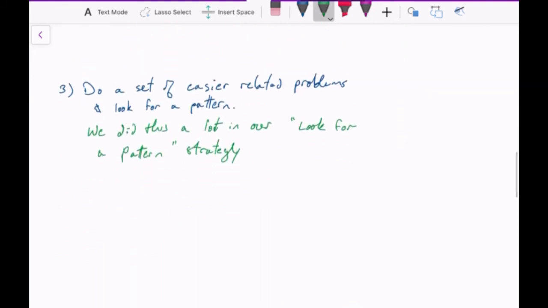Okay, let's look at another strategy for solving an easier related problem. You can do a set of easier related problems and look for a pattern, and that's the key, the pattern idea. If you remember, this is really what we did in our whole chapter on looking for a pattern. We were solving easier problems specifically by looking for a pattern. Once we found that pattern, we were able to solve the larger problem.